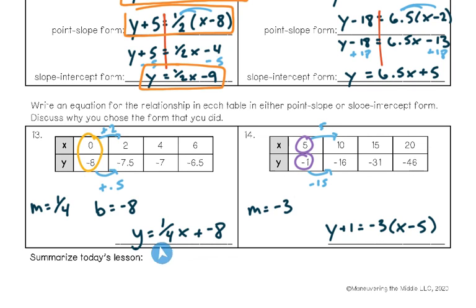So sometimes slope-intercept form is best, sometimes point slope form is best. The important thing to take away is that both of them are great ways to write the equation of a line.